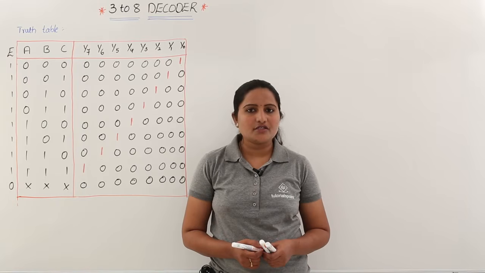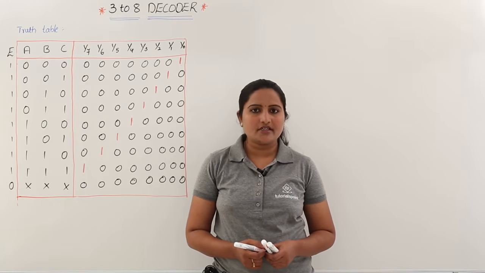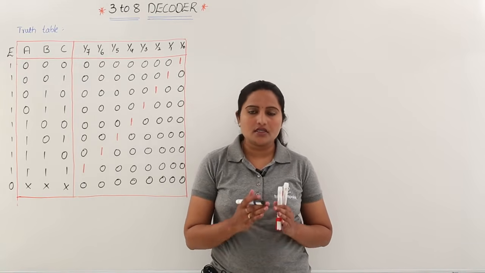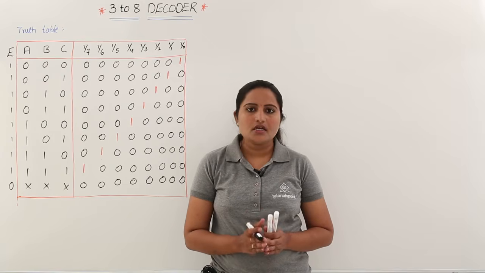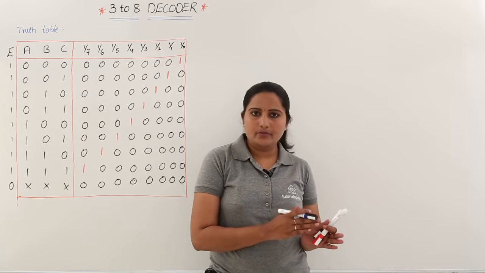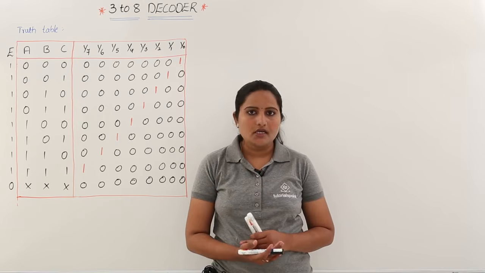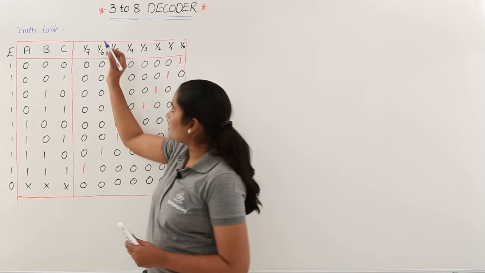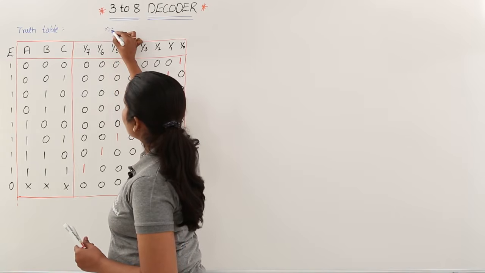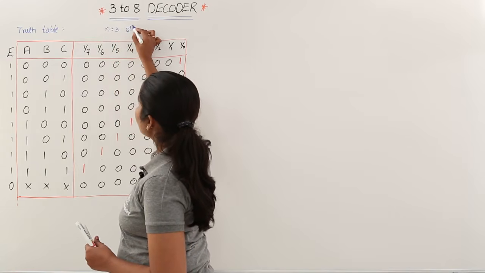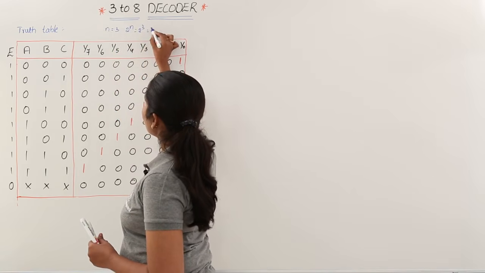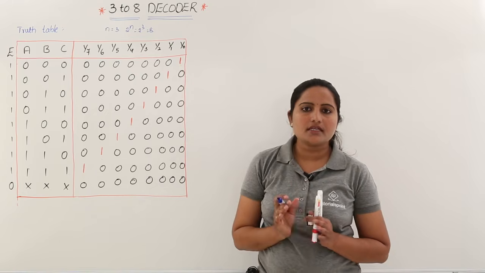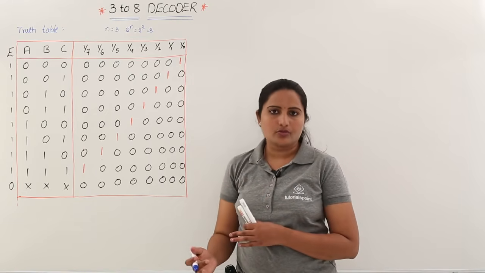In this class we are going to discuss 3 to 8 decoder design. As we discussed, decoders are logic circuits which decode n inputs into 2 power n outputs. Here in the 3 to 8 decoder, n is equal to 3 and 2 power n is equal to 8. 2 power n means 2 cube, which means 8. So that is the 3 to 8 decoder. That means a 3 to 8 decoder has 3 inputs and 8 outputs.